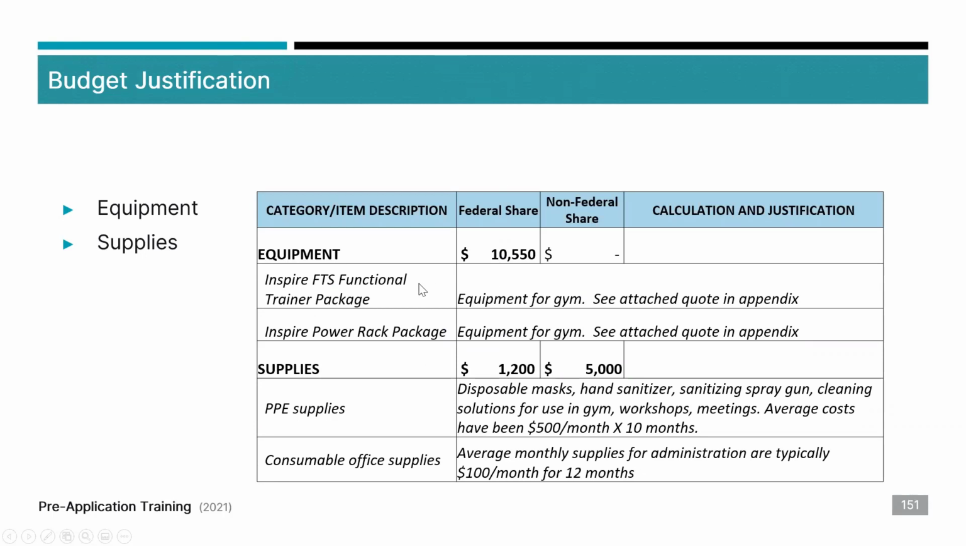So equipment is those 2 packages, those 2 workout packages. They're equipment for the new gym that's going to be set up, and you see that the quote is included in the appendix for both.